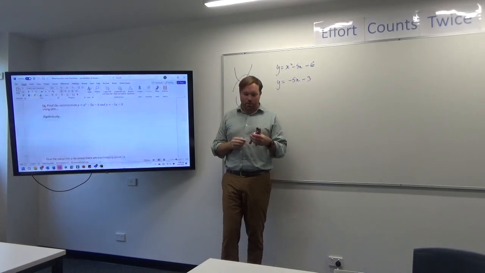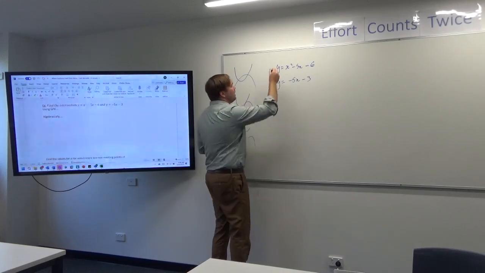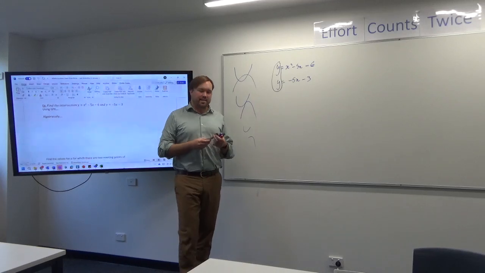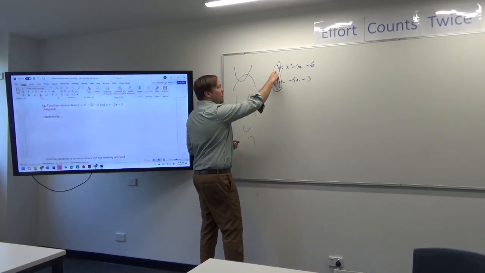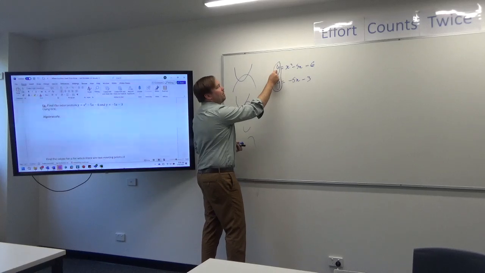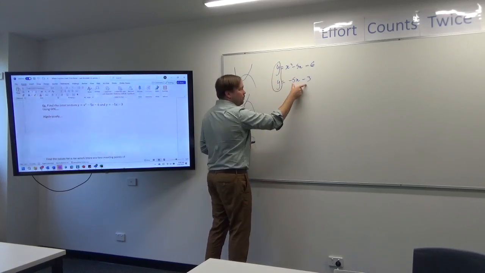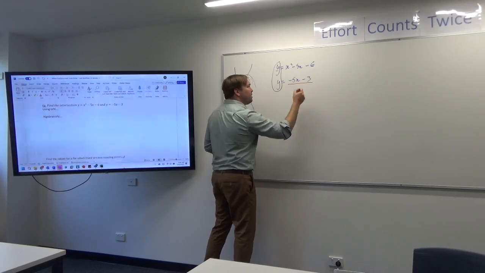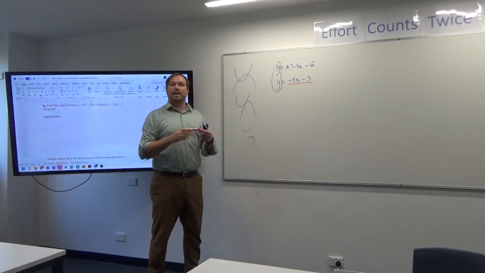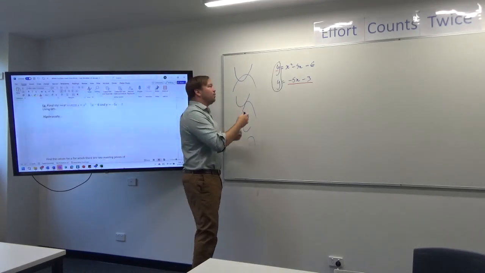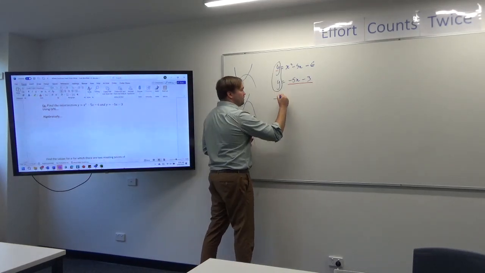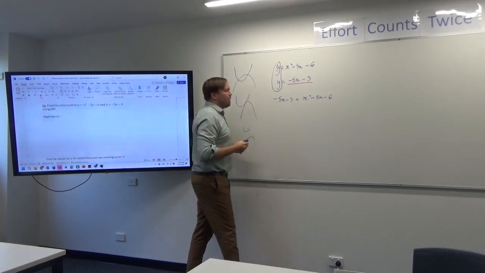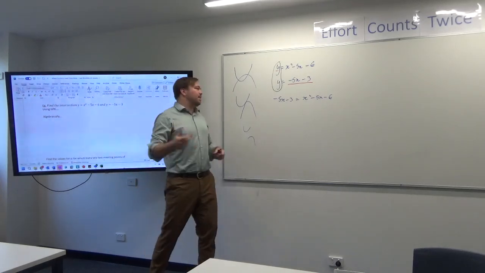If we want them to be equal, their y values must be equal. Effectively, it's a set of simultaneous equations. If the y values are equal, you can take one y value and replace it with the other. So you can replace this y value with minus 5x take 3, because when they meet, they'll be the same. So your first line of working can be minus 5x take 3 equals x squared take 5x take 6. That is where they meet, that will be true.